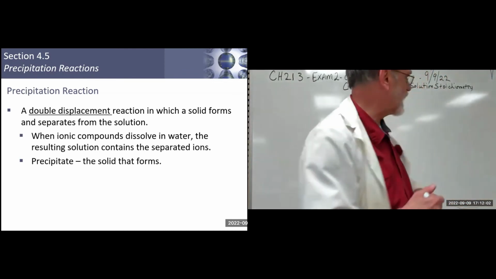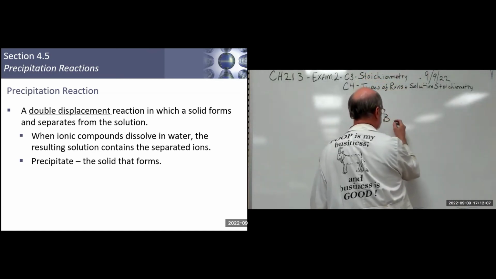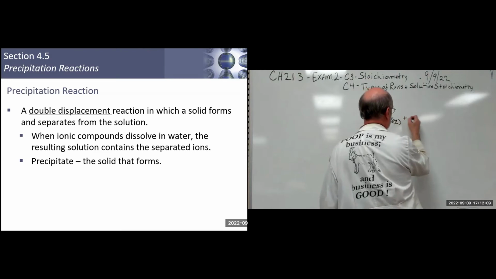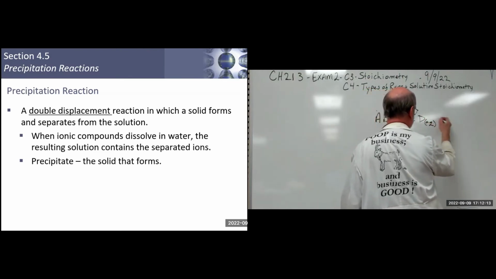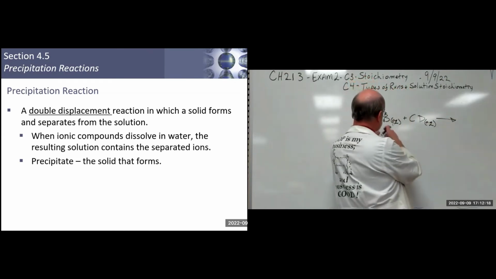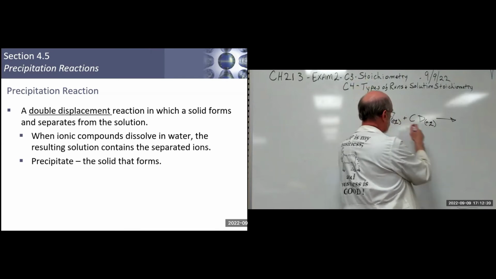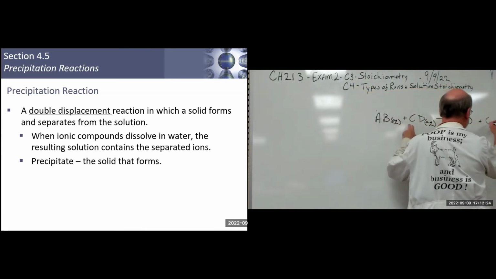And it's a double replacement because if you put this one in solution and then you put it together with this one in solution, then they swap places, double replacement. This one goes over here and that one goes over here. So this would be AD plus CB.